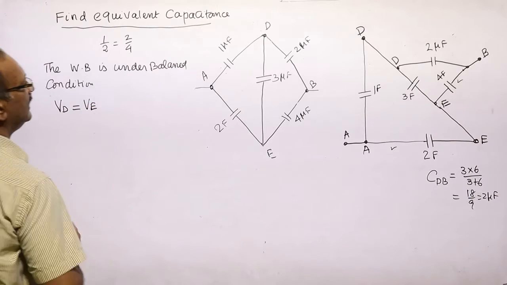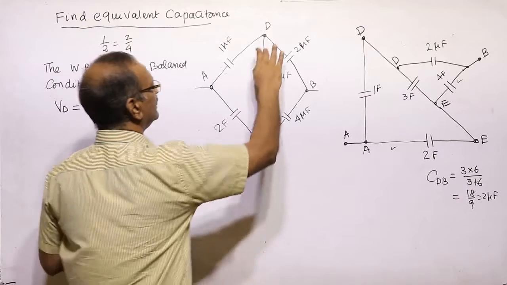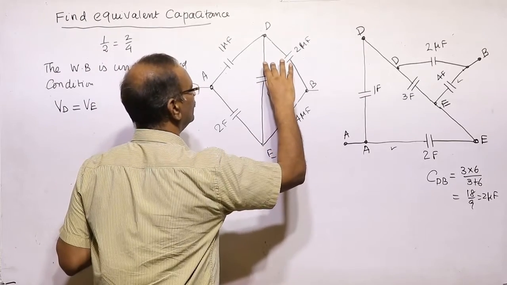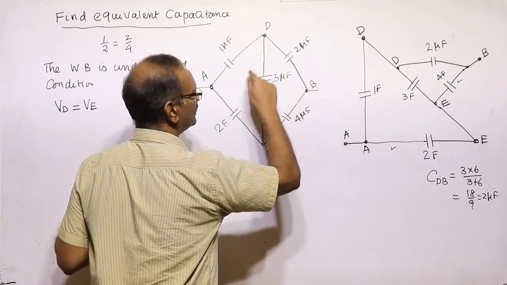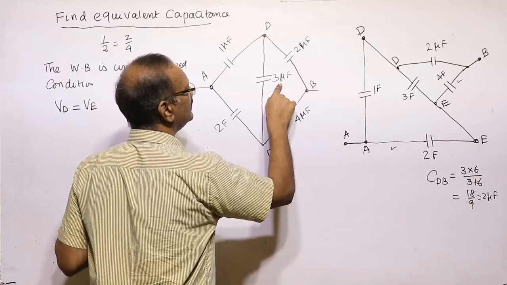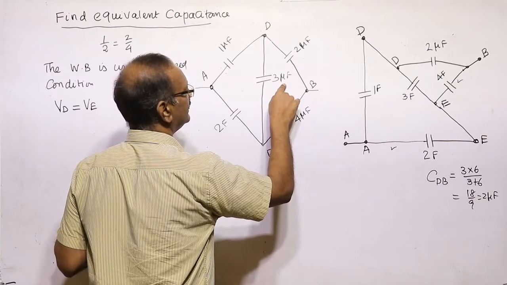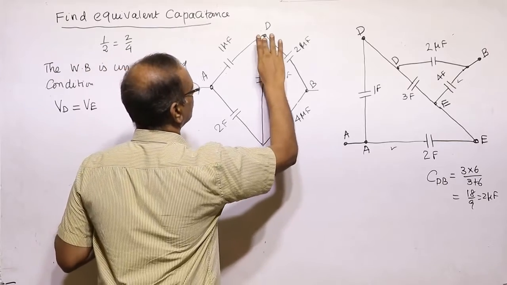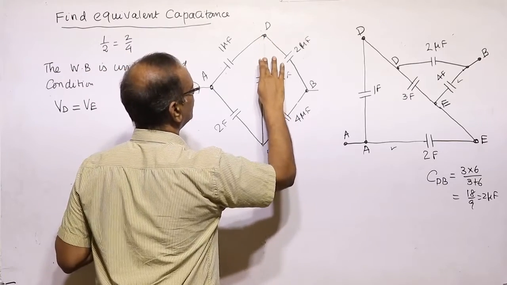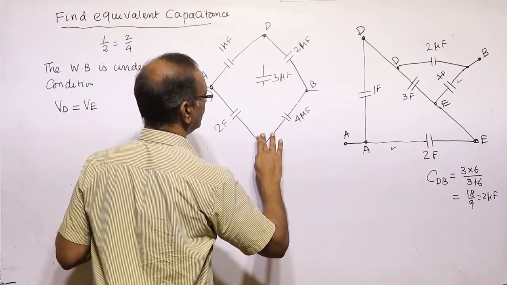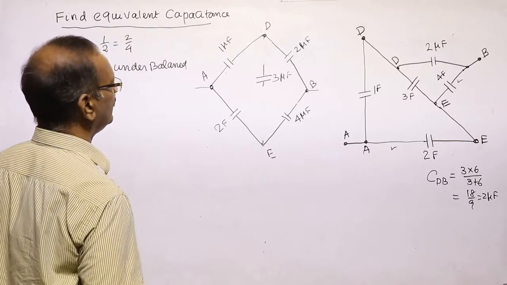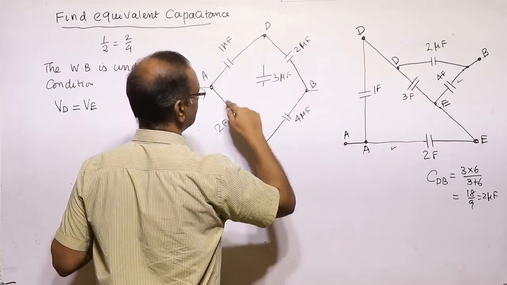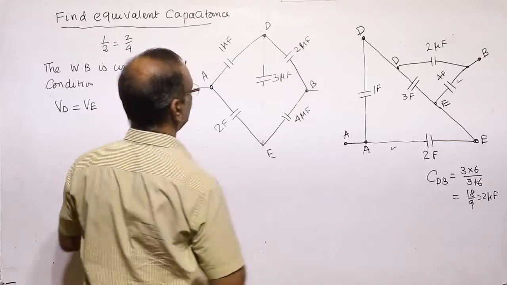potential at E. Since the potentials at D and E are the same, no current will flow, no charge will flow. It means no charge will be stored in this 3 microfarad. It means this is useless. When it is of no use, we can remove this. If we remove it, then from A to D, these are 2 in series, and both are in parallel.